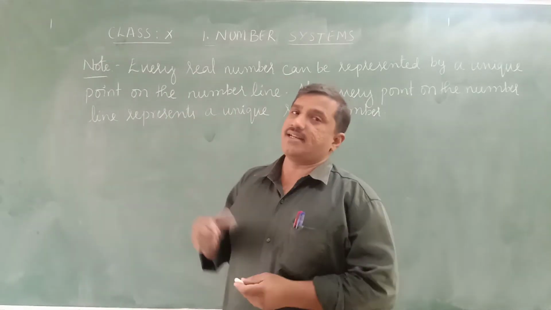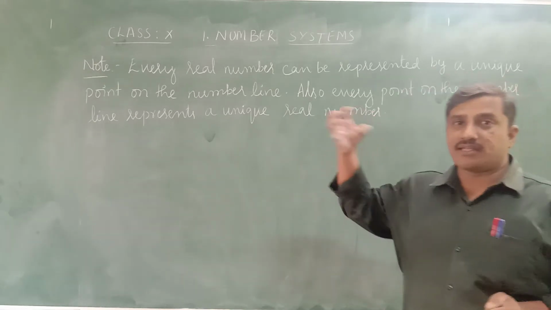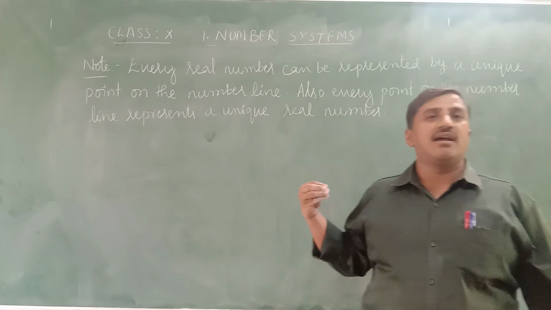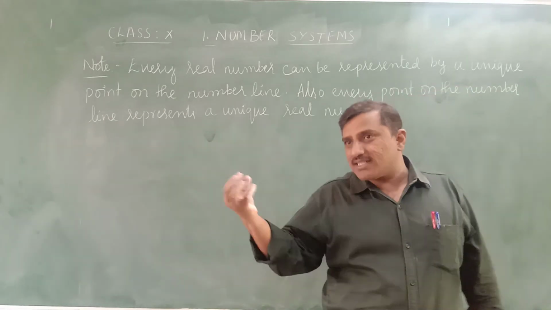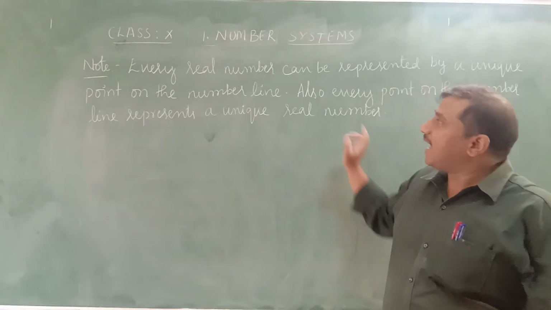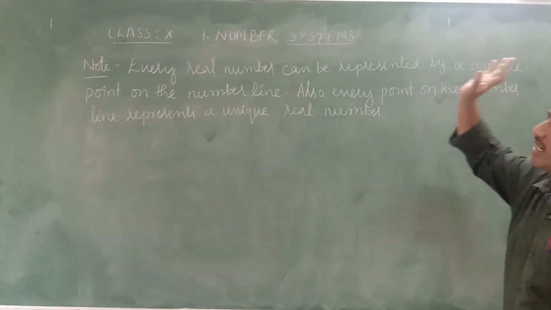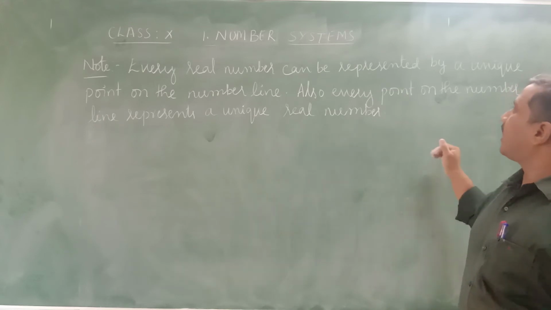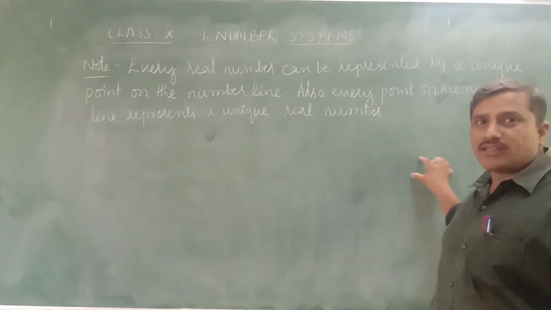Yes, we discussed representation of rational numbers and irrational numbers on the number line, and in the previous class also we discussed representing rational numbers on the number line. So what do you conclude from this representation of real numbers on the number line? Yes, every real number can be represented by a unique point on the number line. Every real number can be represented by a unique point, which means points will be there on the number line.